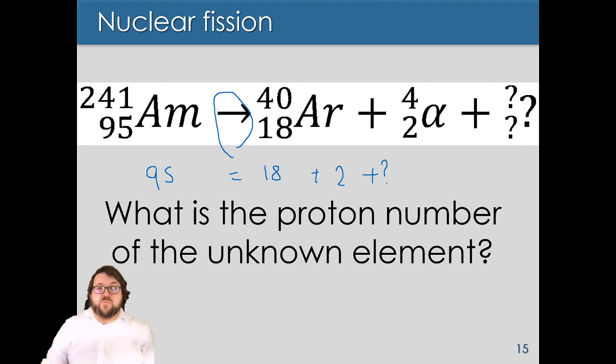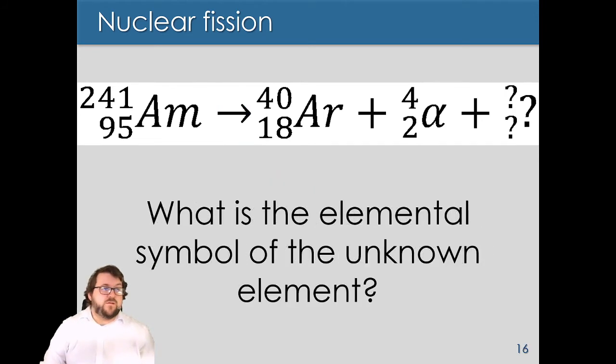So again, I'll give it a pause if you need some more time. And then we're going to figure out the elemental symbol of the unknown element. So here what we're looking at is the element on the periodic table that has the same proton number as the one we've calculated. Okay, so hopefully you've done all of that together. Let's give it a go.